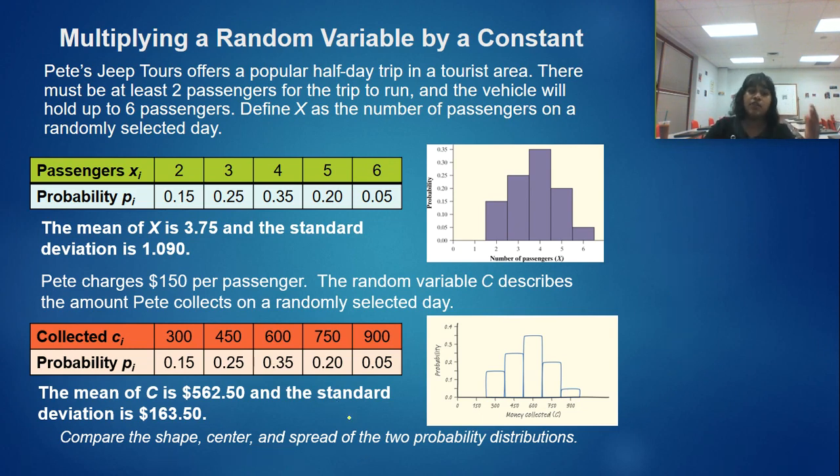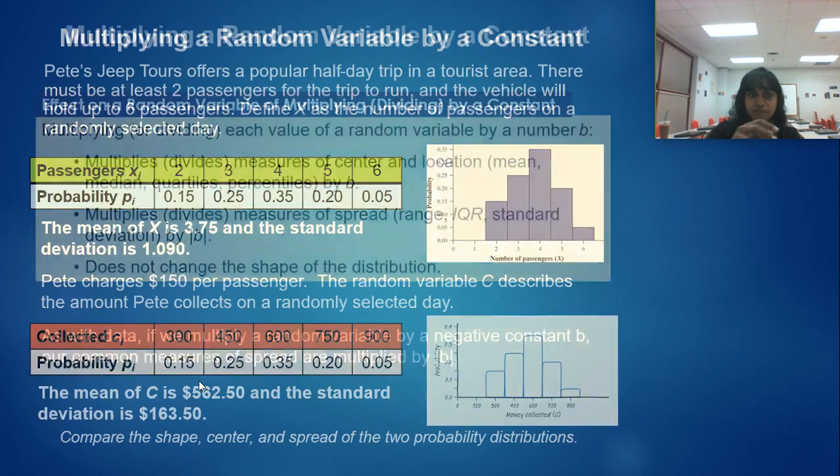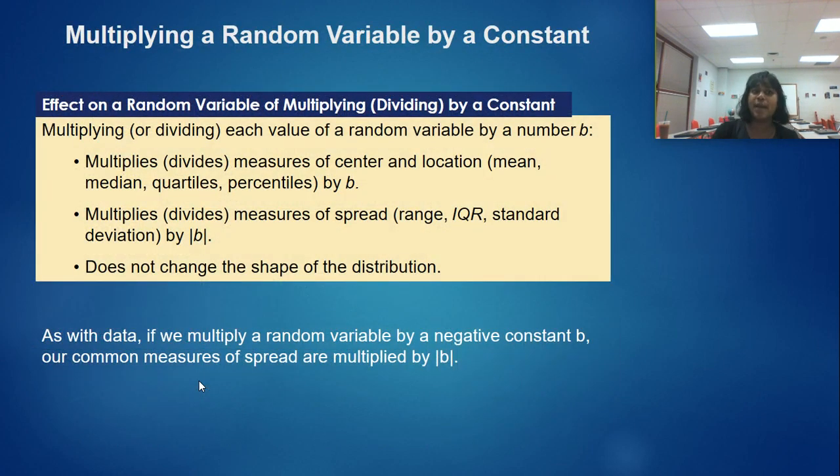Then I would talk about X versus C. The mean of X is 3.75 and the mean of C is 5.6250, et cetera. So you would definitely CUS this out when it asks you to describe or compare. Here's just a wrap up of how we multiplied. This is the same information we saw, but there's another wrap up screen for you if you need it.